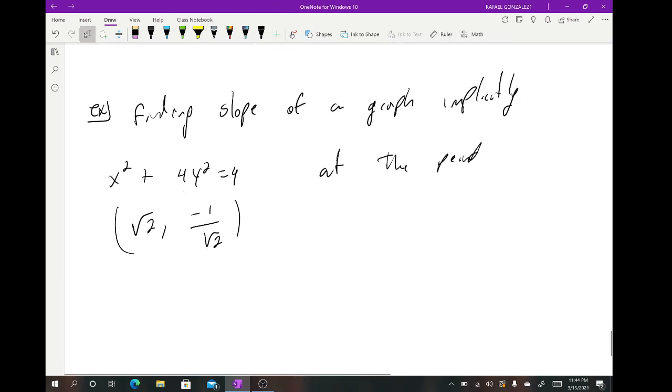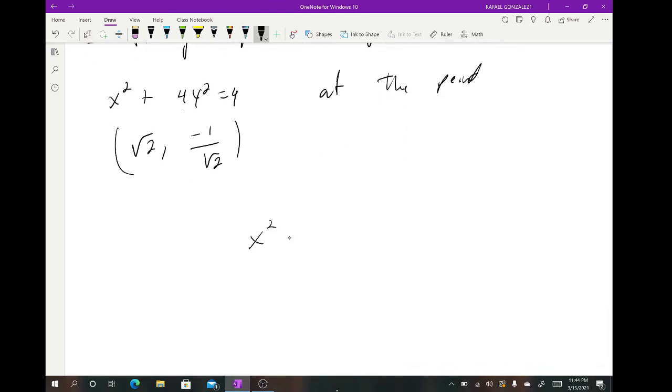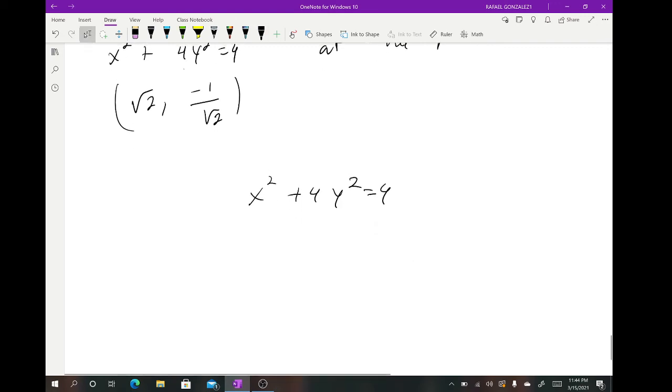Instead of rewriting this, because rewriting this could be a bit annoying, I'm simply going to take the derivative with respect to x implicitly, like we did earlier. The derivative of x squared is just 2x. The derivative of 4y squared is just 8y times dy/dx, because we took the derivative of something with respect to y with respect to x, and the derivative of 4 is 0.